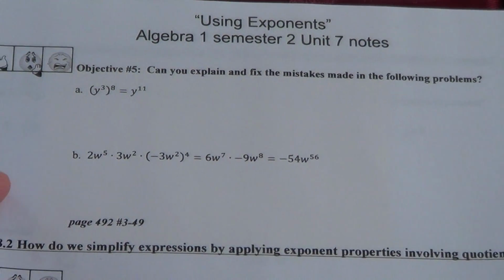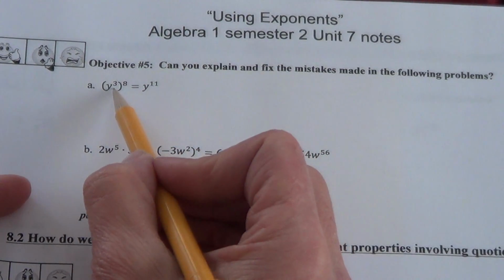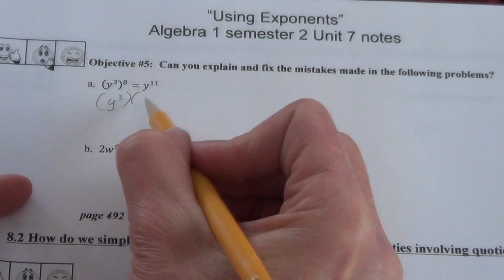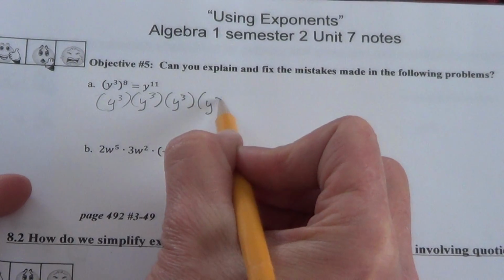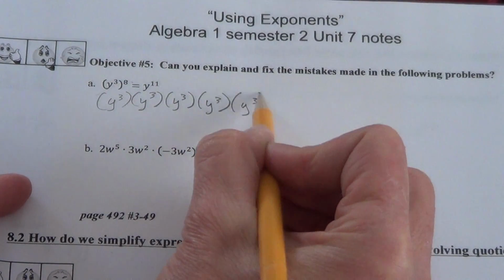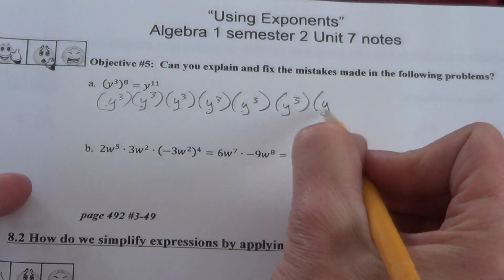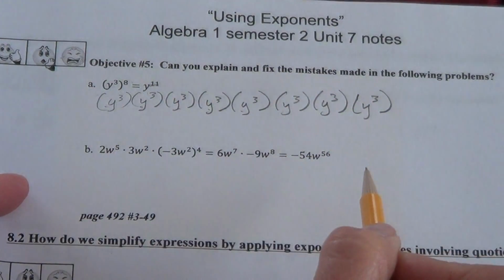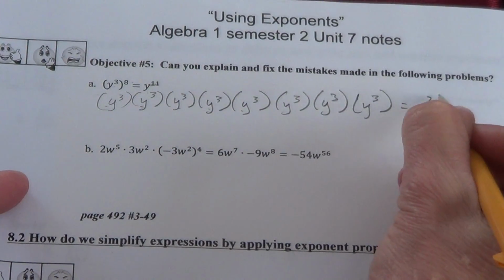Next objective, it says, can you explain and fix mistakes made in the following problems? Well, they have y cubed raised to the 8th. So we take y cubed, and we do that 8 times. One, 2, 3, 4, 5, 6, 7, 8. We're going to end up with a lot more than 11 y's, aren't we? When you count these up, you're going to find that we have 24 y's.